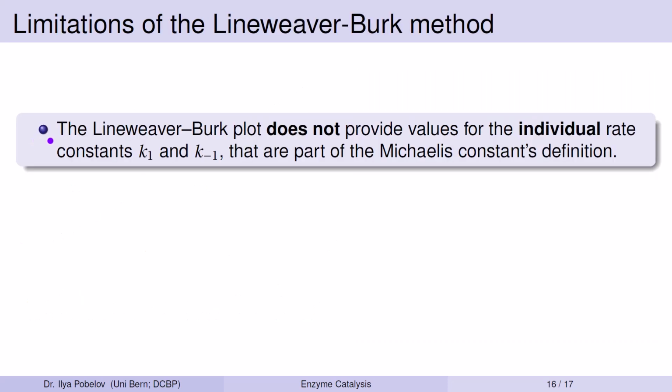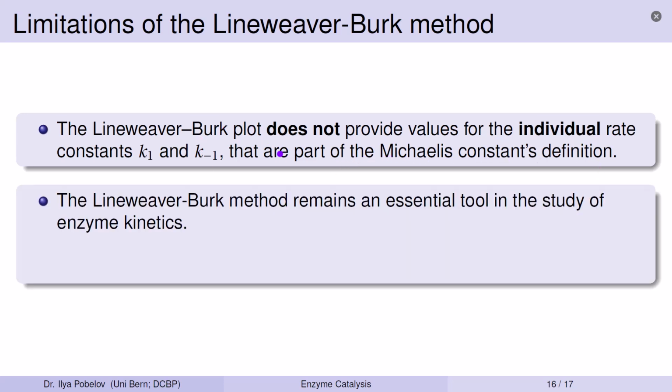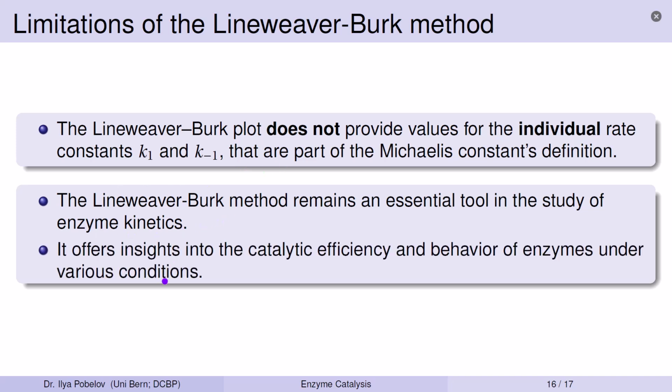Note, however, that the Lineweaver-Burk plot does not provide values for the individual rate constants k1 and k-1 that are part of the Michaelis constant's definition. Despite this limitation, the Lineweaver-Burk method remains an essential tool in the study of enzyme kinetics. It offers insights into the catalytic efficiency and behavior of enzymes under various conditions.